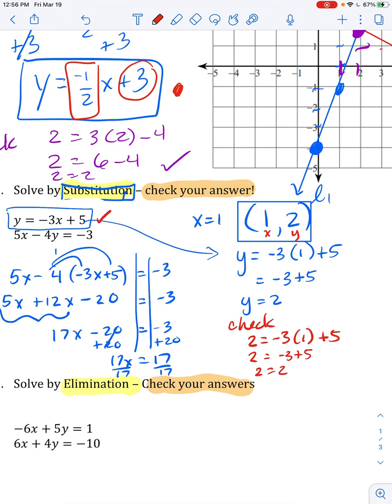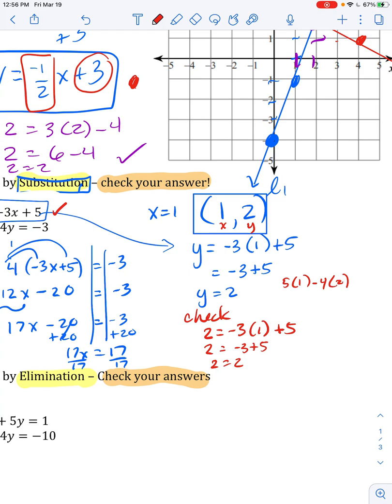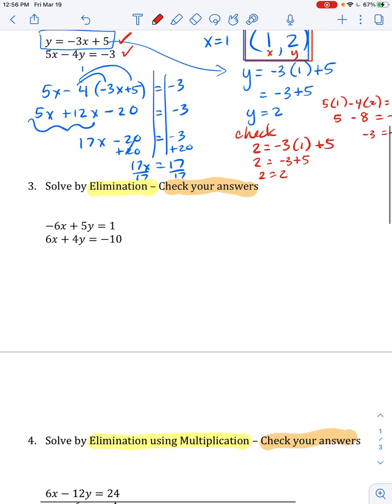How about in the second? It's going to be 5 times whatever you had for x minus 4 times whatever you got for y, and it's supposed to equal -3. So 5 minus 8 does indeed become -3. So the second one checks, and I am confident that this answer is correct. That's my solution. What about elimination?